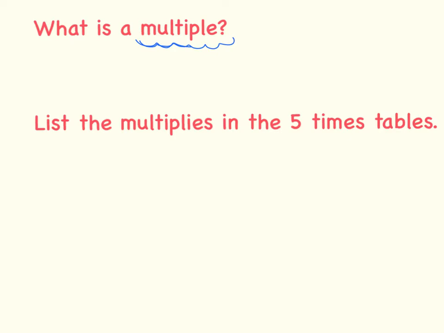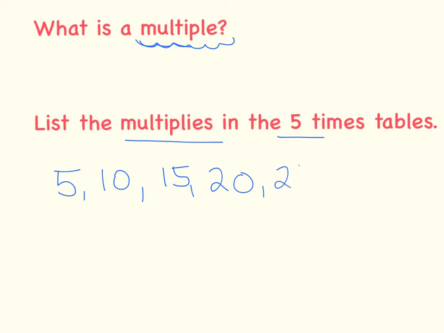Okay, so I guess the first question is, what is a multiple? We've met this several times in primary school, and we've met it in our times tables books. And all of those numbers, the 4 times tables, the 5 times tables, the 6 times tables, they were all multiples. All right, so the first question says, list the multiples in the 5 times tables. So we start off with 5, 10, 15, 20, 25, and so on. They are the multiples of the 5 times tables.